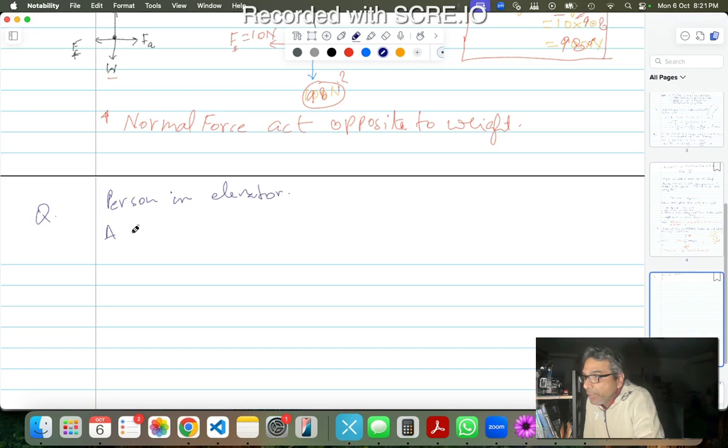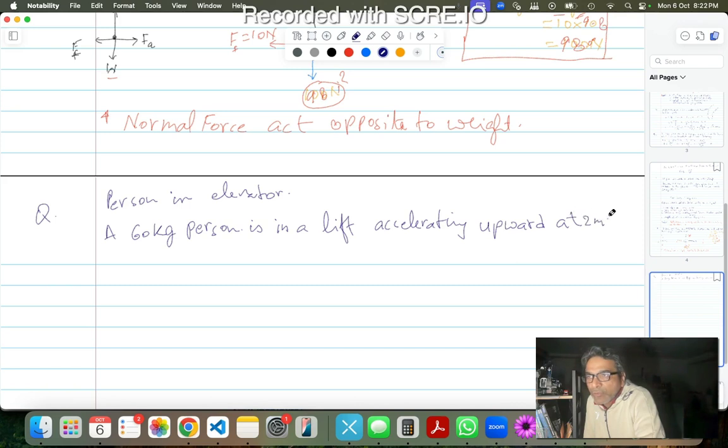A 60 kg person is in a lift accelerating upward at 2 meter per second square. Okay. So now, first let's write down the steps so that it will make clear.